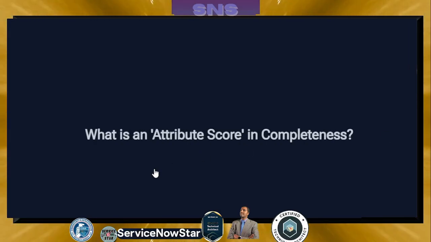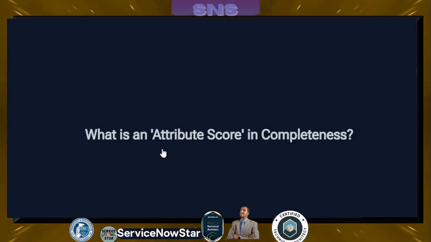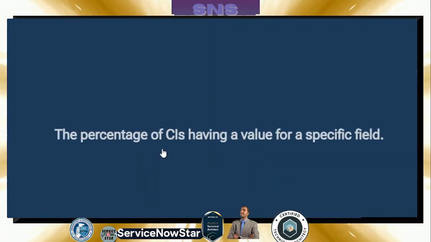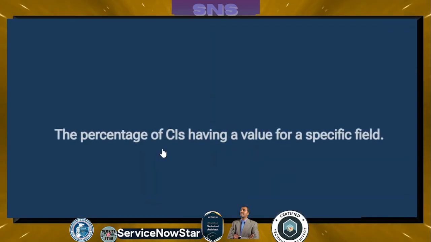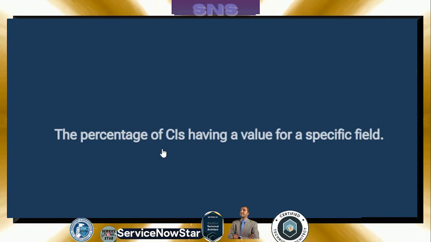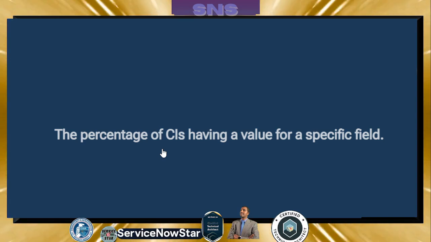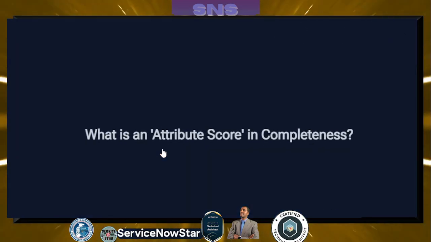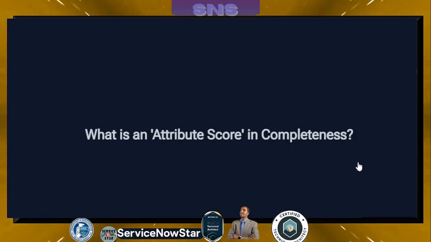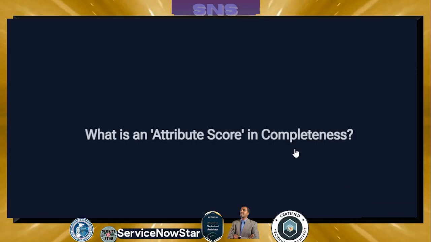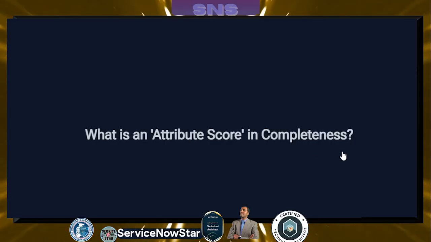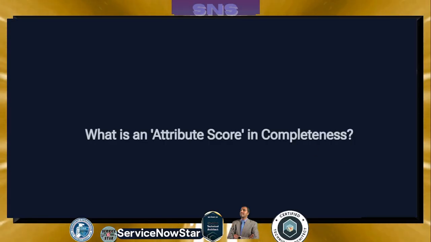What is attribute score in completeness? Attribute score in completeness is the percentage of CIs having a value for a specific field. That's what an attribute score is. That's why we call it attribute score in completeness, because completeness is one of the key things in CMDB.